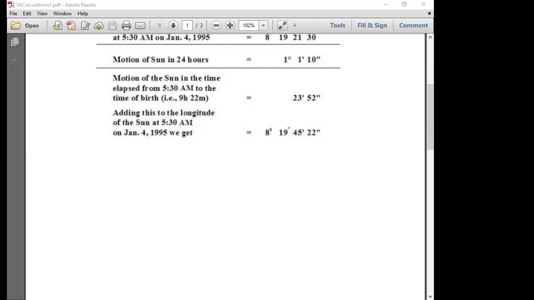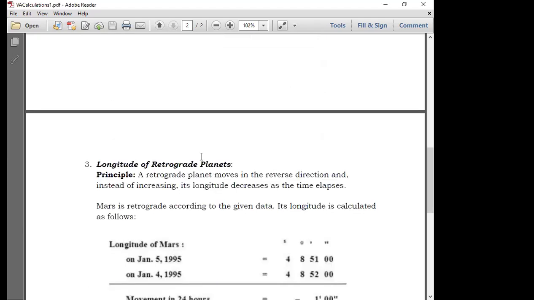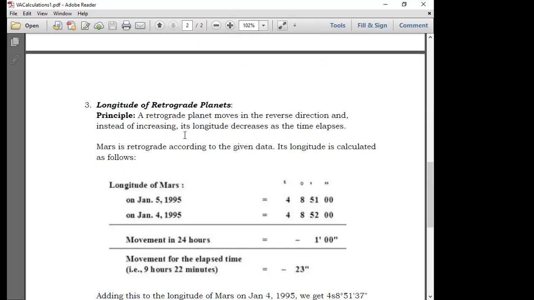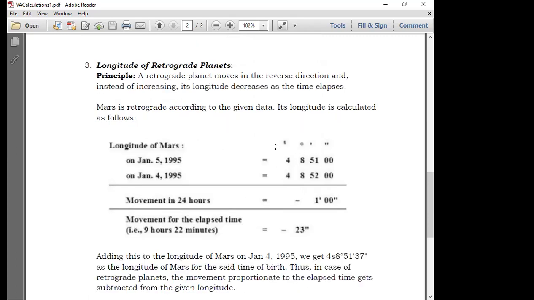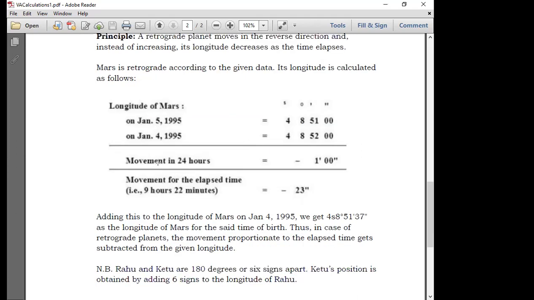Okay, so let's see how to do it. According to the given data, Mars is retrograde and the longitude is calculated as follows. What we have done is instead of increasing, the longitude has decreased as the time elapses. In the same way, the longitude of Rahu and Ketu can be calculated. So according to this, the longitude of Mars on January 4th, 1995, we get this value.